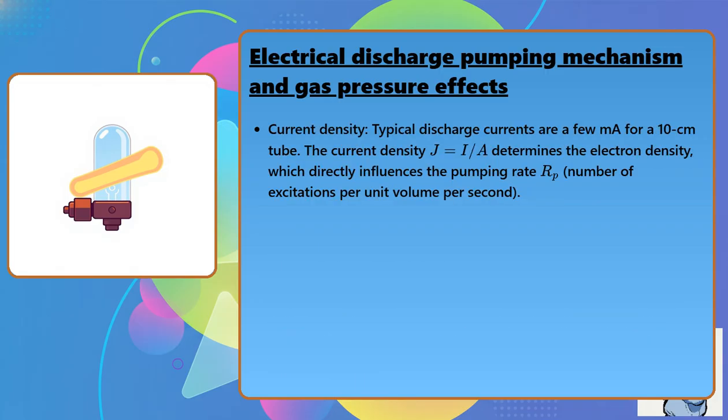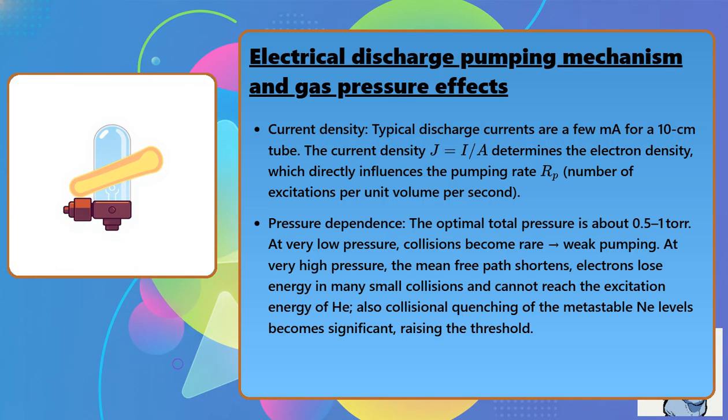Current density: typical discharge currents are a few milliamps for a 10-centimeter tube. The current density J equals I over A determines the electron density, which directly influences the pumping rate R_P, the number of excitations per unit volume per second. Pressure dependence: the optimal total pressure is about 0.5 to 1 torr.